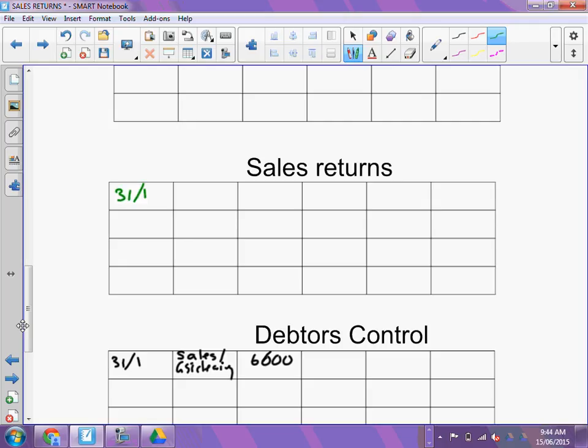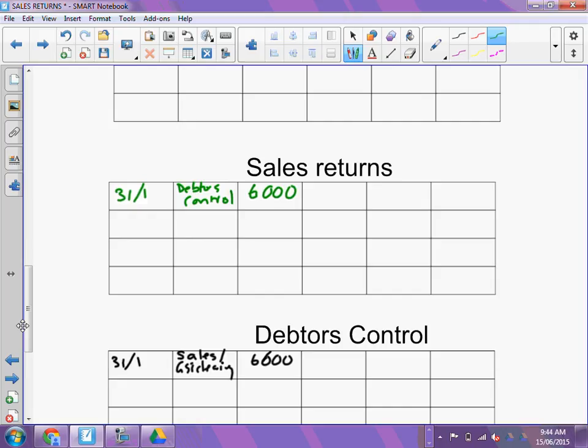The cross-reference is the name of the other account affected. The other account affected would have been the credit entry. So what would that be? Debtors control. Good. And let's not return all the goods. We'll return 4,000 of them. Oh no, let's return all of them. Bad luck. 6,000. The most common mistake students do here is put the GST in the sales return account. It doesn't go in there.